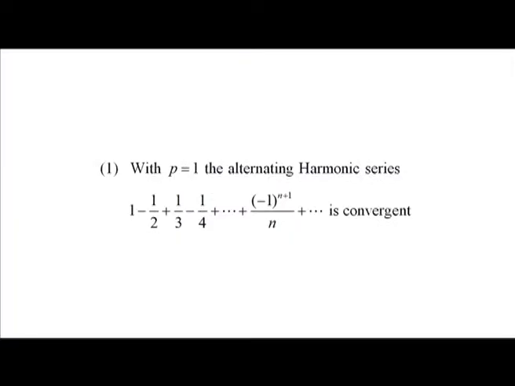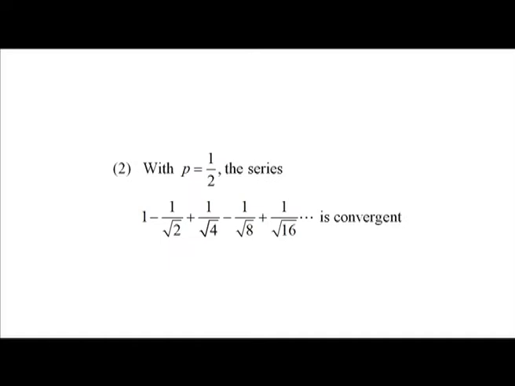Particular cases. First one, with p equal to 1, the alternating harmonic series 1 minus 1 upon 2 plus 1 upon 3 minus 1 upon 4 plus etc. plus (-1)^(n+1) upon n plus etc. is convergent. Second one, with p equal to 1 upon 2, the series 1 minus 1 upon square root of 2 plus 1 upon square root of 4 minus 1 upon square root of 8 plus 1 upon square root of 16 plus etc.